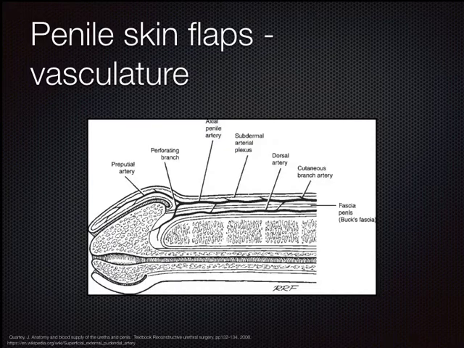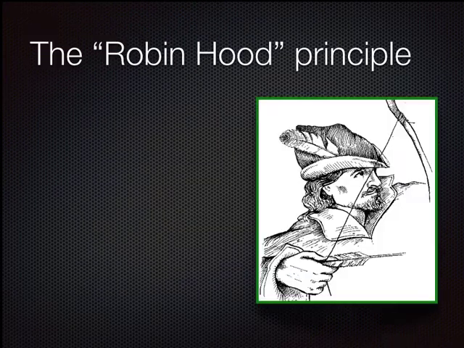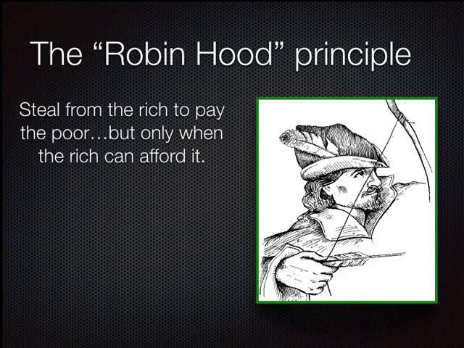This vasculature is the blood supply to all penile skin flaps, so it's an axial flap with a known arterial supply. And this makes the flap quite advantageous as it can be mobilized widely, transposed fairly aggressively, provided the basolateral aspects are preserved. So this brings up the Robin Hood principle of stealing from the rich to pay the poor, but only when the rich can afford it.